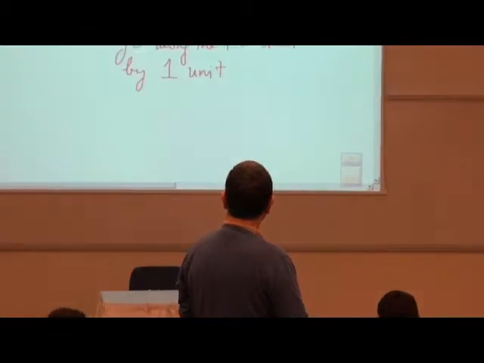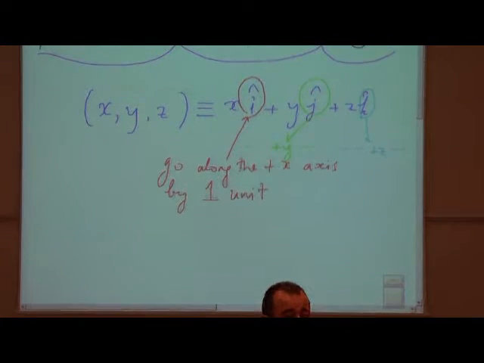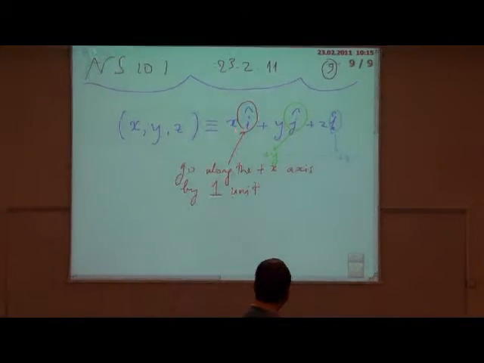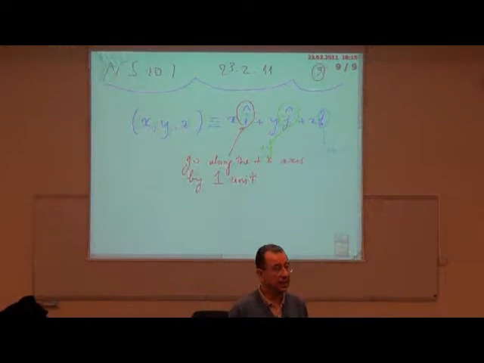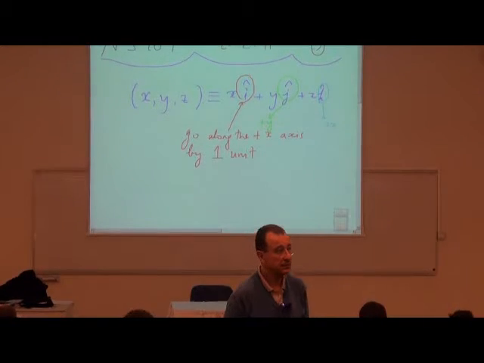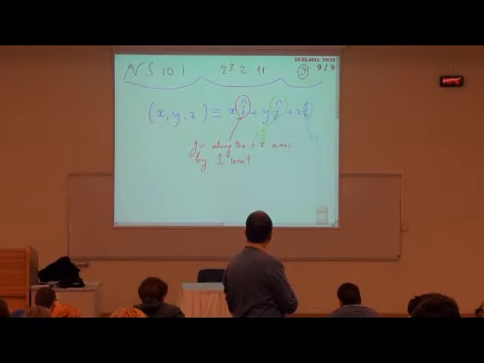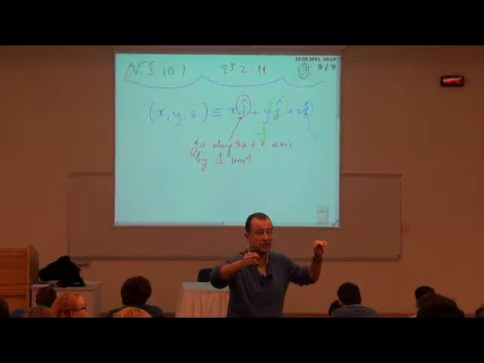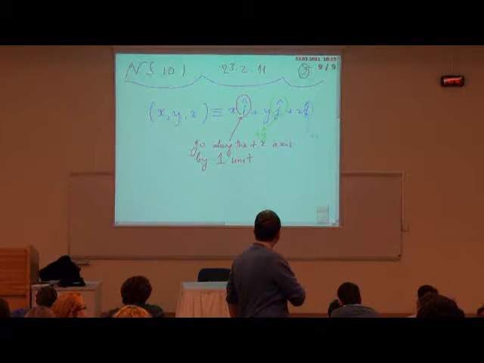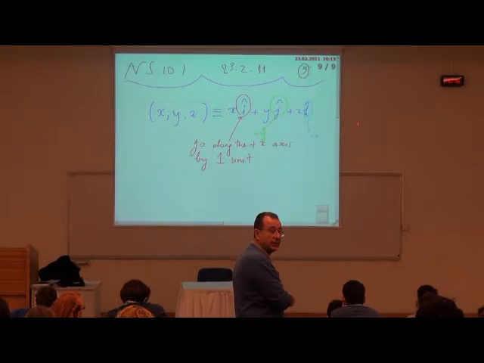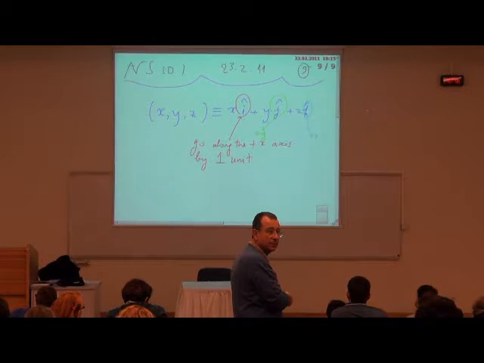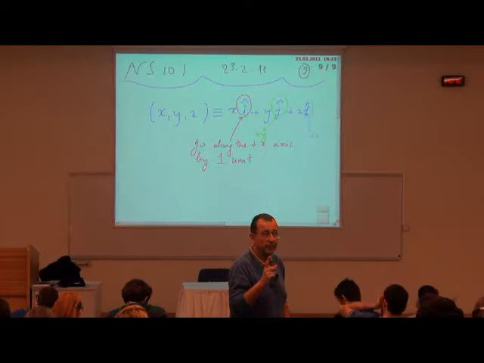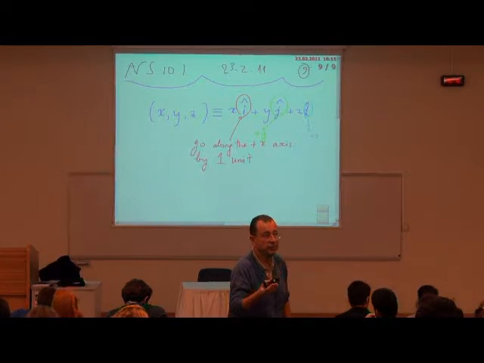I say, well, x, y, z means know your origin, start from the origin, go in the x direction. So the words go along the x direction, I make into a mathematical definition, shorthand. I. Okay, I call it I. Going along the x direction, just by 1 unit. So this is my definition of coordinates.